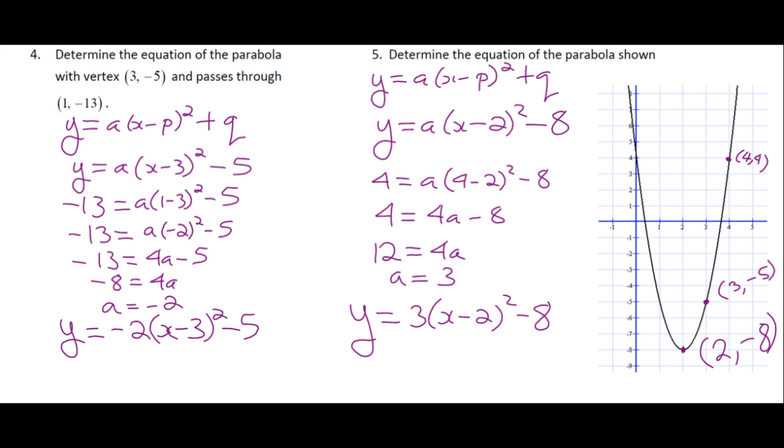So that's basically the scenario, right? If you have the vertex and a point, this is what you do. You start with the vertex form of the equation, you plug the vertex in, you then substitute in the point x, y, you solve for a, you state your answer. Now, if you want, especially given the graph, you could graph this on your graphing calculator and just say, does it look like that? Yeah, okay, good. All right, look, I got it. Okay.